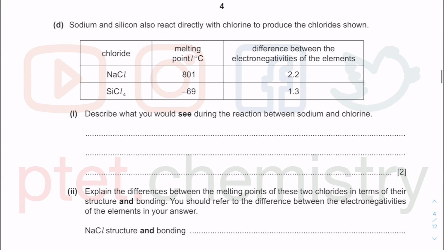Now the next thing, these are chlorides of the third period chemistry, period 3 elements. So as I mentioned, silicon tetrachloride has a very low melting point because it's a simple covalent structure. Now describe what you would see during the reaction between sodium and chlorine. This is not silicon and chlorine, but between sodium and chlorine. This is sodium metal, and then you have chlorine non-metal. So what you would see, well, sodium metal is not white in color. It's kind of a dull color, I guess.